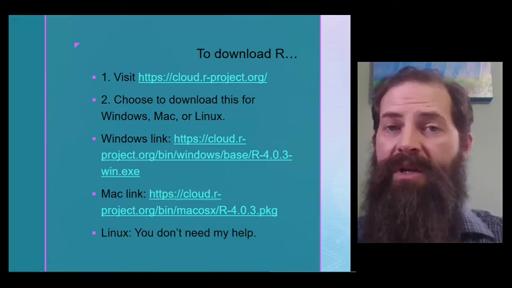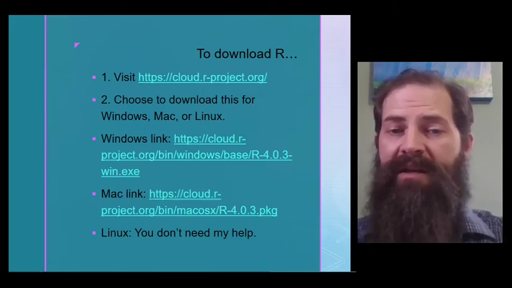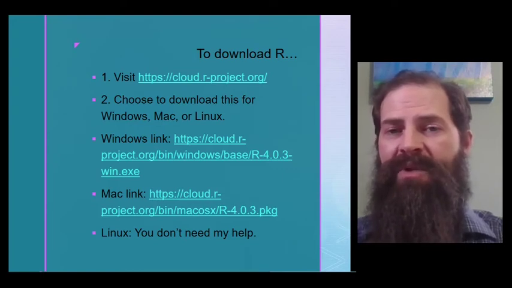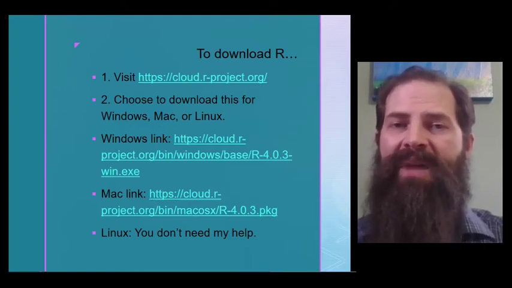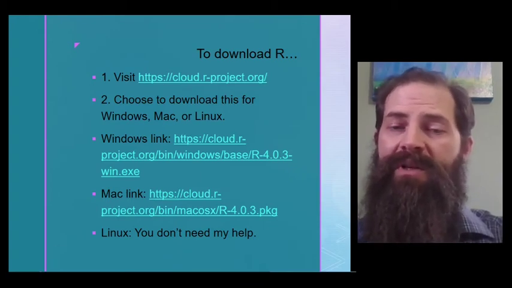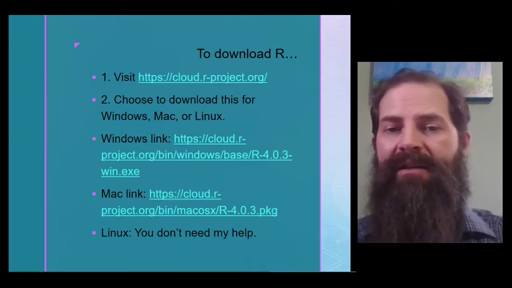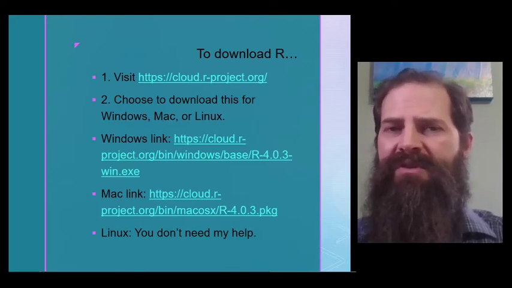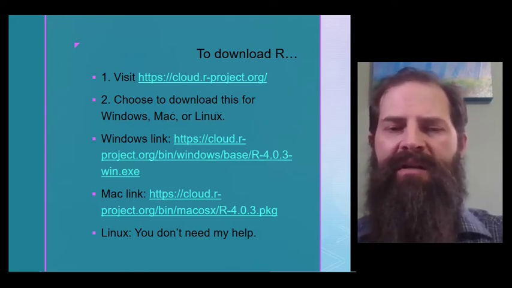Now, if you're using a Windows machine, there's a direct link to download this from the CRAN R project website. The first link has some information about R that you can read through. But if you just want to go straight to the download link, there's a Windows link there, and there's a Mac link there. So you can just download it directly. If you're a Linux user, go to the first link. You don't need my help on any of this.